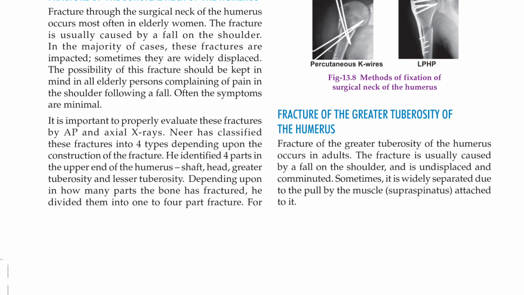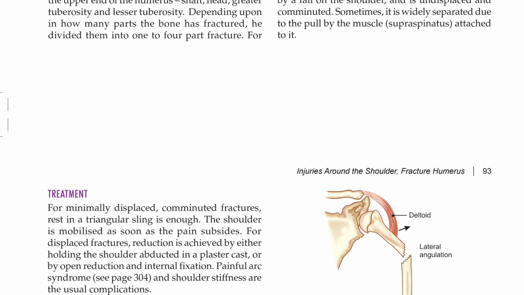एक बार फिर से रिवाइज करते हैं. So fracture of greater tuberosity of humerus. The fracture of greater tuberosity of the humerus occurs in adult. Fracture is usually caused by fall on the shoulder. Fall होगा तो, and it is undisplaced and comminuted. Undisplaced होता है, comminuted भी हो सकता है. Sometimes it is widely separated due to pull by muscle के pull से, supraspinatus attached to it.